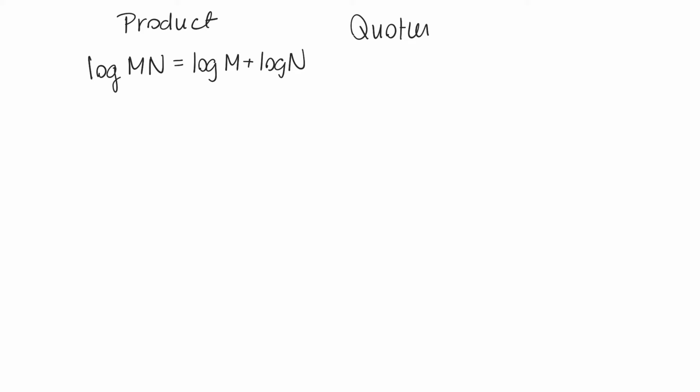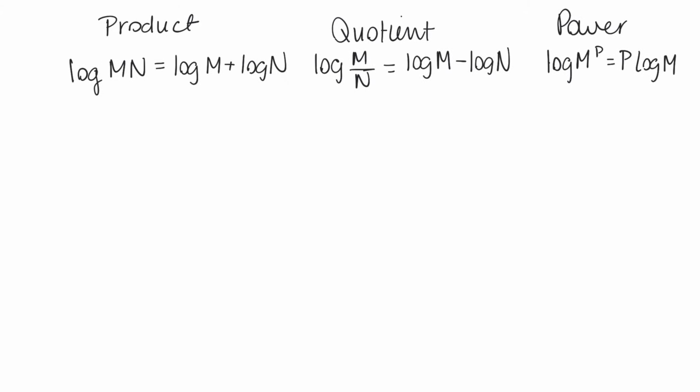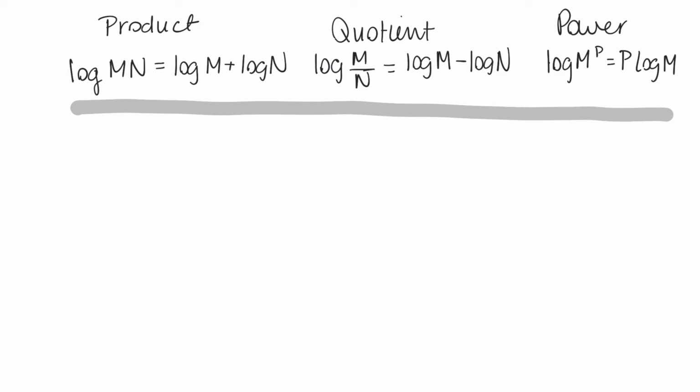Quotient says if you've got a log of m divided by n, that's the same as having the log of m minus the log of n. And power says that if you've got a log of m to the p, that's the same as p times the log of m. Okay, so I'm just going to let that sit, and then we'll take a look at some examples and see how we can use those to make our life work.